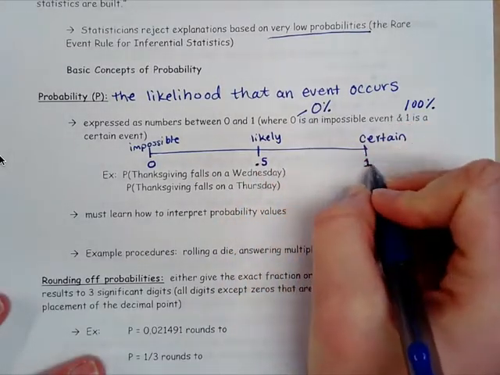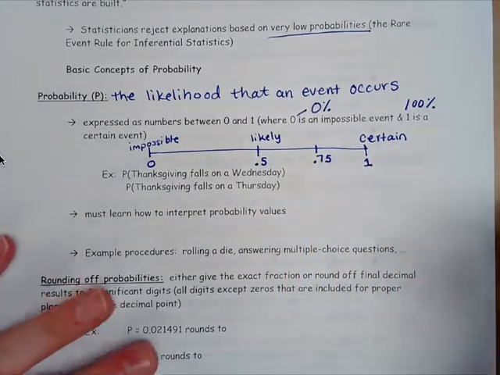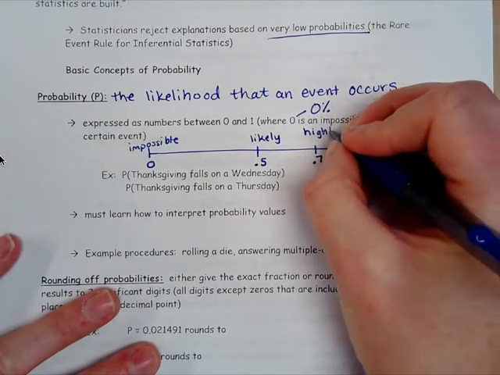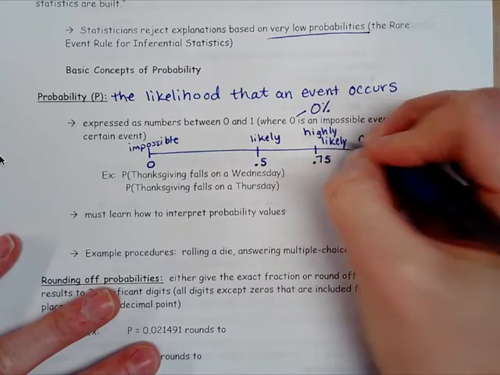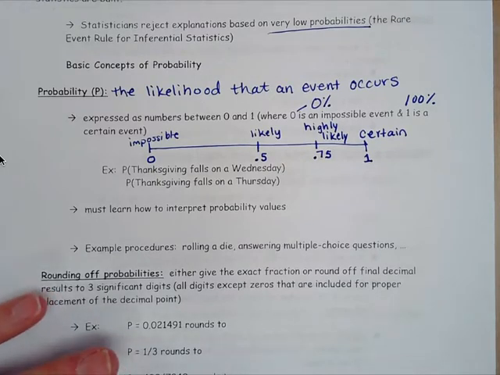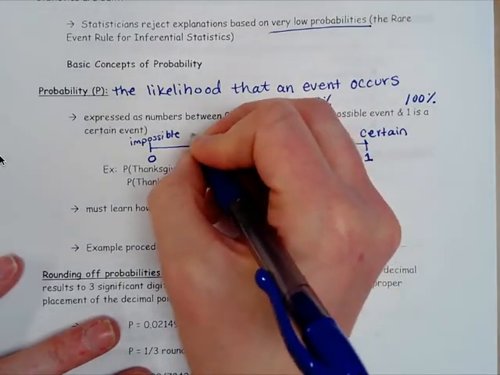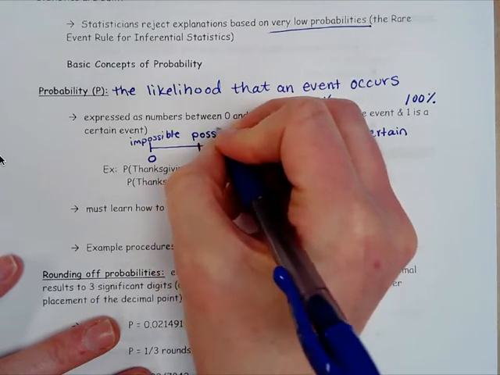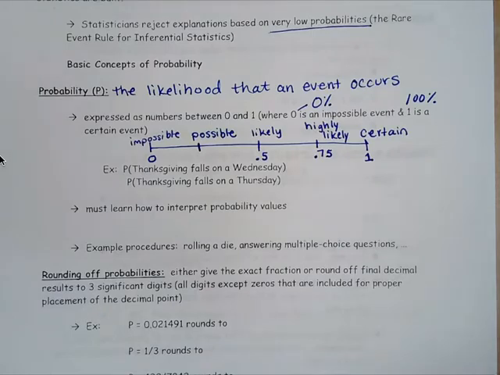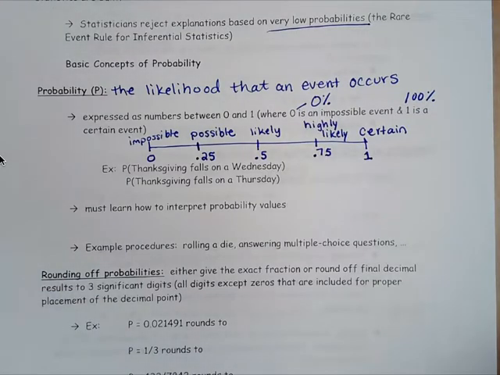And then if we go above 0.5, close to 1, let's name that 0.75. That's a high chance, high probability. So I'm going to put highly likely or very likely. And then in between impossible and likely would be called possible. It's possible that it'll happen, but I'm not saying that it's that good of a chance. So 0.25 will be that. So this is kind of your range, what these numbers of probabilities represent in terms of words.